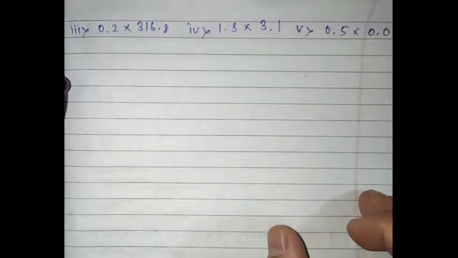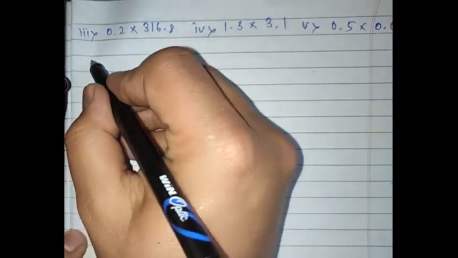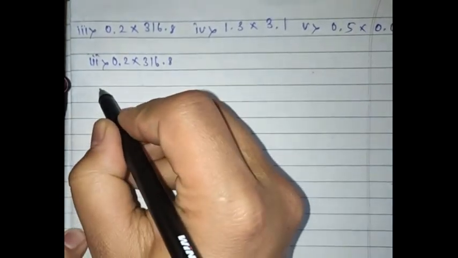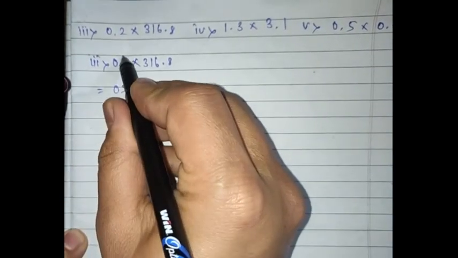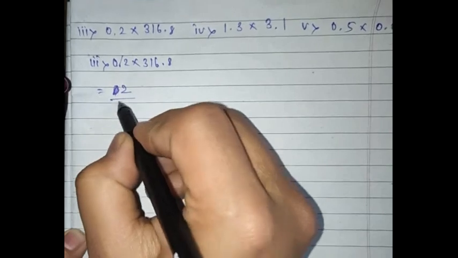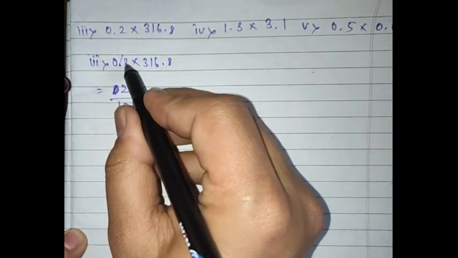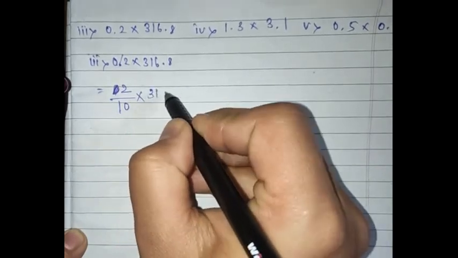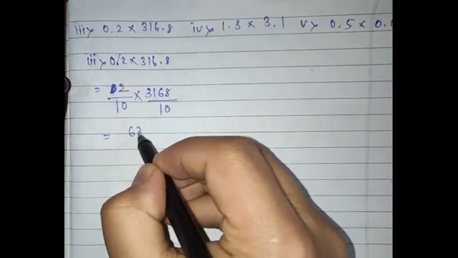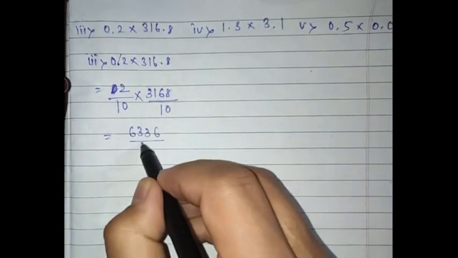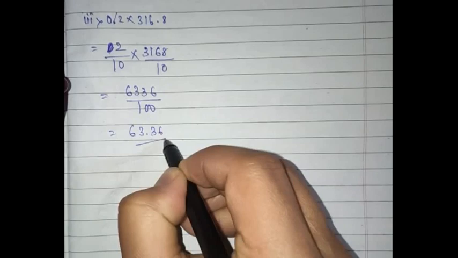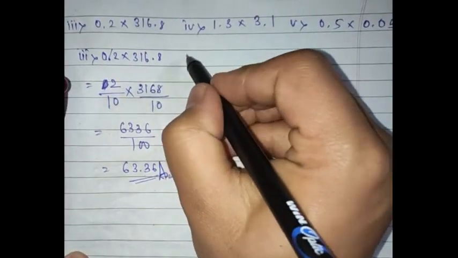Moving on to the next, question number 3: 0.2 into 316.8. Whenever you are removing the decimal, if there is a 0, no need of writing it. So 2 divided by 10, and after the decimal there is only 1 digit, so 10. Again 3168 by 10. So when you multiply this, you will get 6336. 2 into 3168 divided by 10 times 10 is 100. When you divide this number, you are going to get 63.36.